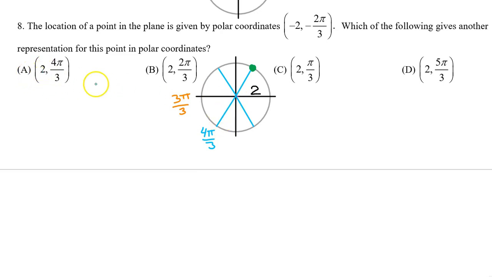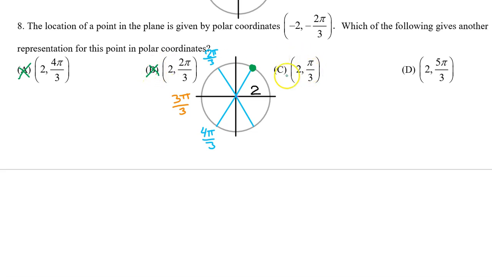Because we have a positive r value, we will stay right here at 4 pi over 3. We will not go in the opposite direction. So A is not the answer. Similarly, 2 pi over 3 is right here. B is not the answer either because we have a positive r value leaving us right here in the second quadrant. We are not hitting the target, so B is not the answer.